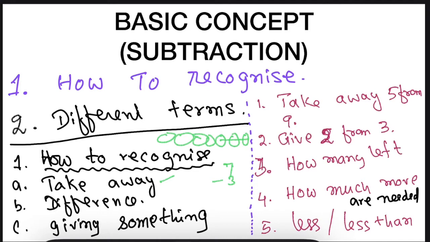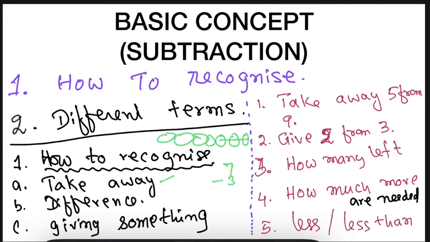Similarly, how much more? 3 is how much more than 2? Okay, 7 is how much more than 3? That means 7 minus 3 is 4, and 3 plus 4 is 7. How much more is needed? Suppose you have 7 toffees, how much more do you need to make 10? You need 3 more. Similarly, less is also subtraction.